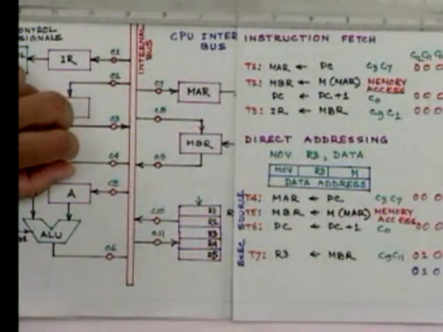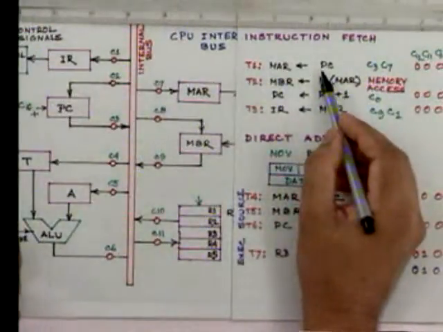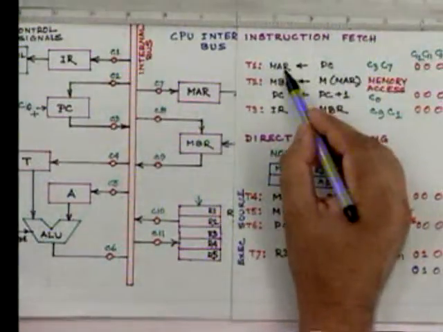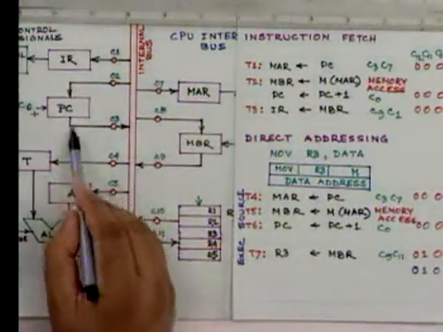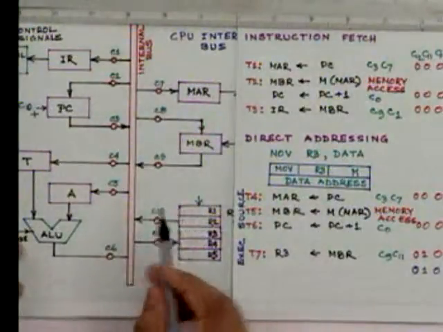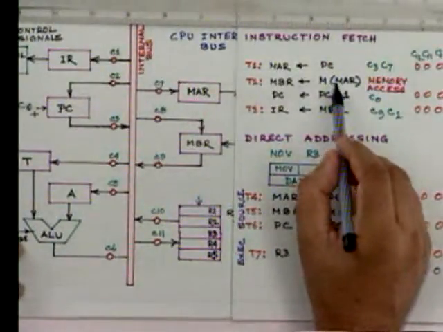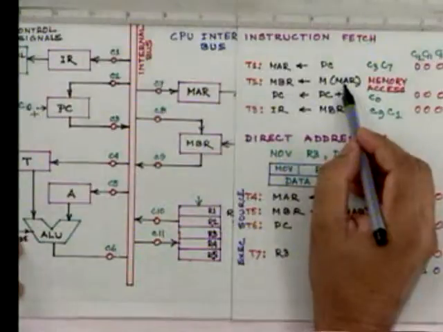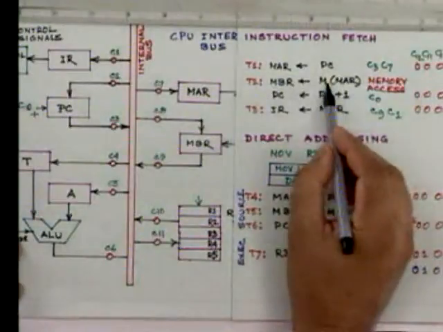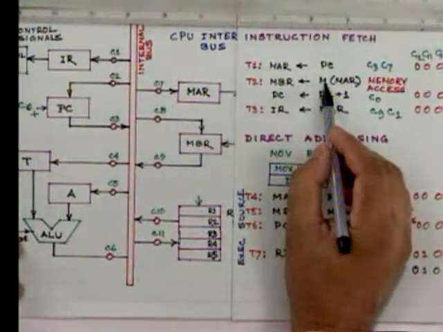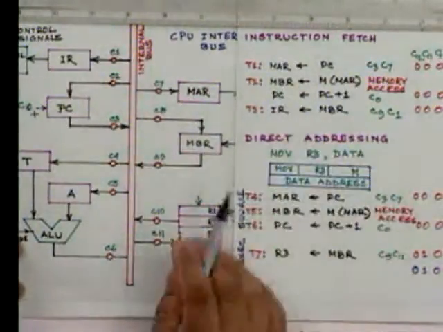Now, the instruction fetch cycle will consist of the content of the program counter coming to the memory address register, and this means that gates C3 and C7 should be open. Then the content of the memory location addressed by the memory address register should come to the memory buffer register. We have shown this as the content of the memory location pointed to by MAR coming to MBR.